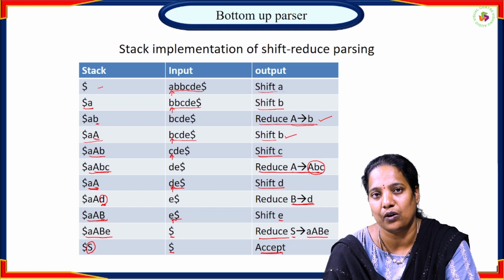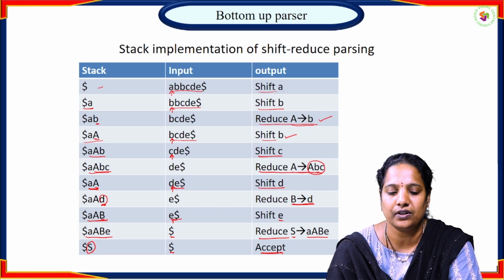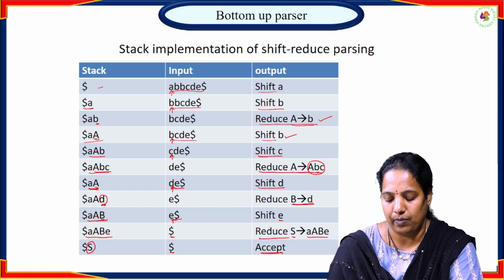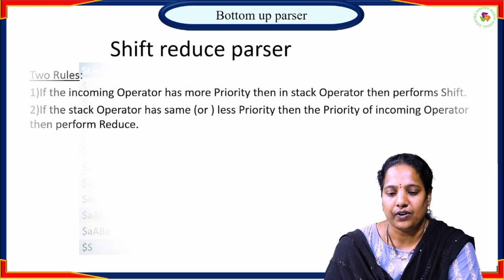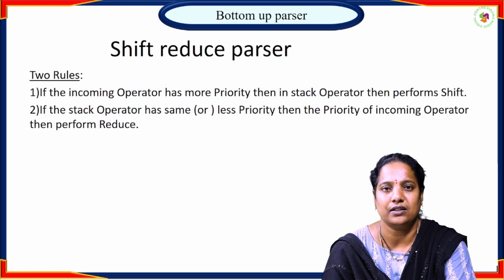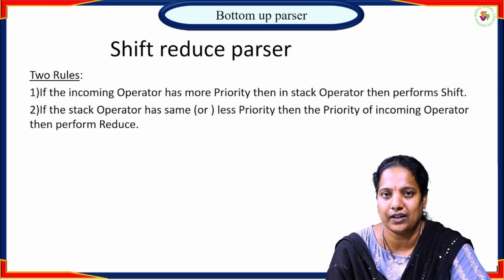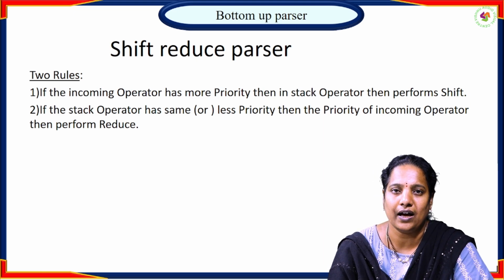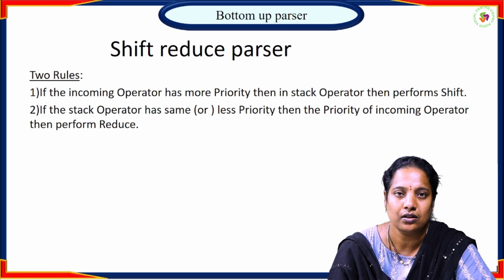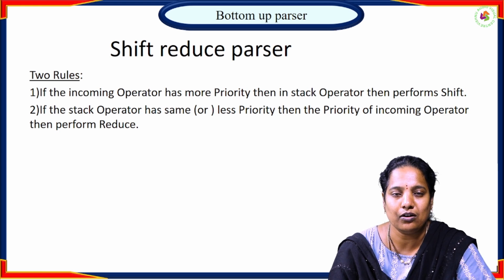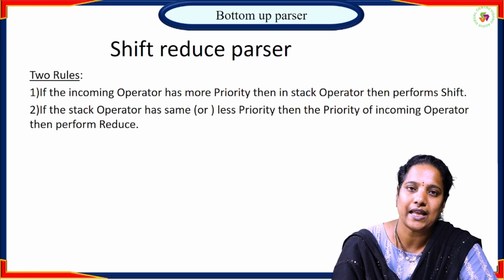This is the way we are going to implement a shift reduce parser for bottom up parsing. When we are going for the shift reduce parser, if it is simple terminal symbols, called general identifiers, we can perform this directly. If you have any operator symbols inside your input representation, then we need to follow two rules to implement the shift reduce parser. One is the incoming operator has more priority than the stack operator.